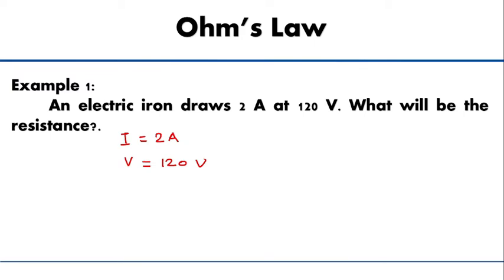So we need to apply Ohm's law in order to find out the resistance value. That is, R is equal to V divided by I, which is equal to 120 divided by 2, which gives you 60. And the resistance unit is ohm. Therefore, the electric iron having a resistance of 60 ohm is drawing 2 ampere current at 120 volt.